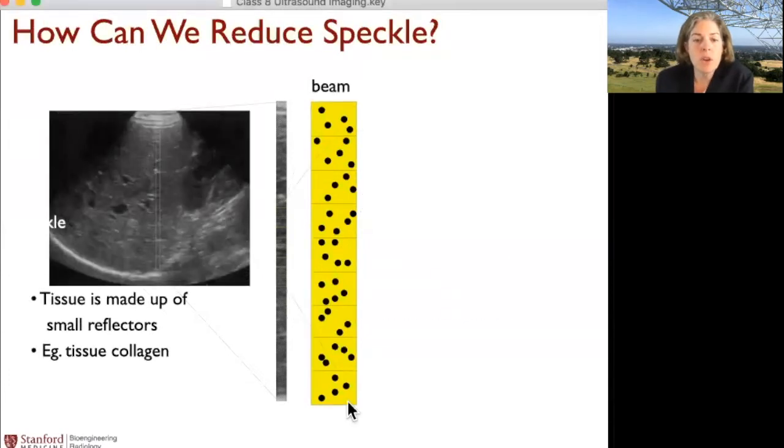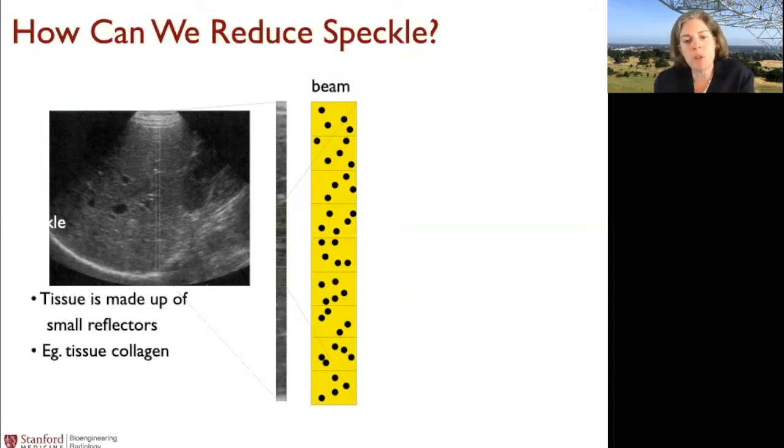Speckle is often viewed as useful, as it provides diagnostic information. Sometimes it's viewed as not helpful. If the speckle pattern is bigger than differences between the different types of tissues that you might be able to pick up otherwise, then oftentimes people ask, well, how can we reduce the speckle?